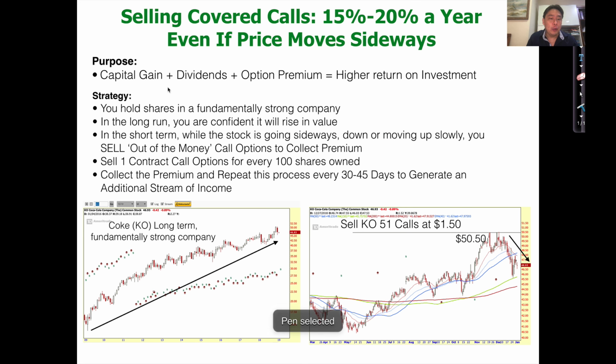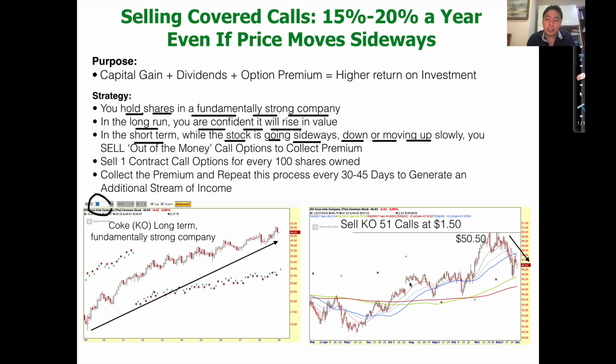So once again, let's imagine you hold shares in a fundamentally good company like Coca-Cola. So in the long run, you are confident it will rise in value. You can see on the left, this is the long-term chart of Coca-Cola. It's the 10-year chart, and you can see in the long run, Coke shares always go up. But in the short term, which is the right-hand chart, the stock price seems to be going sideways, down, or moving up very slowly. You can see that the price was going up and it's facing some resistance at $50.50. So it's kind of going sideways, looks like it's going down. It looks like it won't be going up very much in the next few weeks or few months. So how do you make money when it does that?